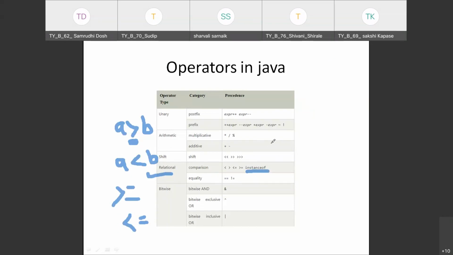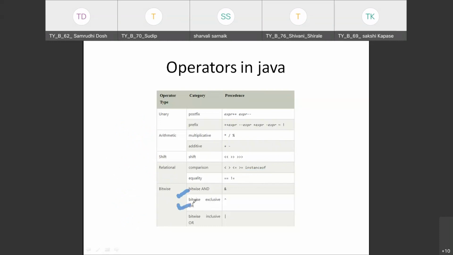So what is this instanceof? We are going to see it later. So this is the relational operator. Now next we have bitwise AND, bitwise OR, bitwise inclusive and exclusive. So there are types: bitwise AND, bitwise exclusive OR, and bitwise inclusive OR.